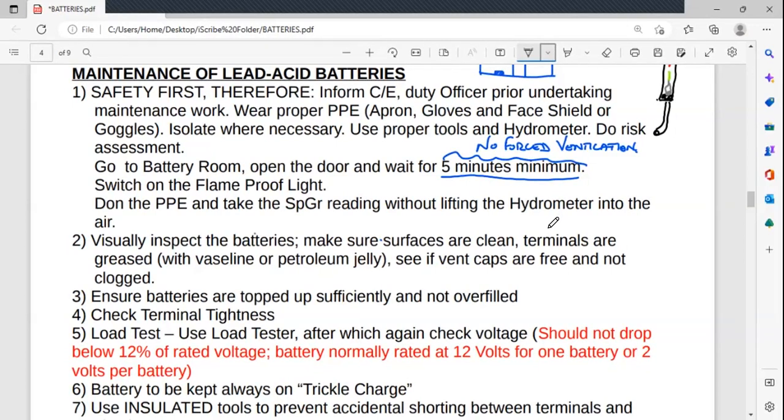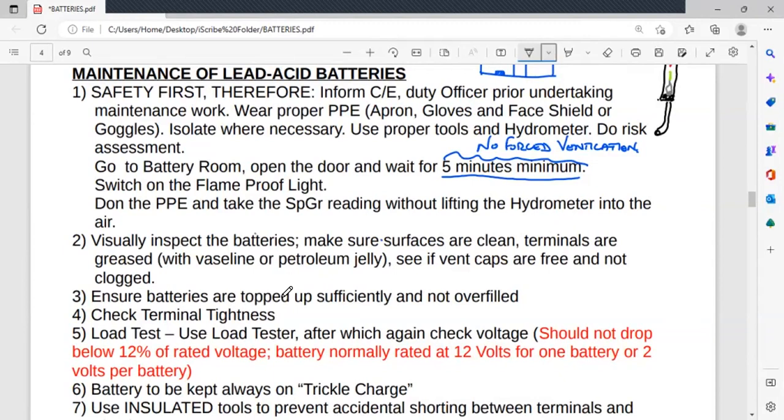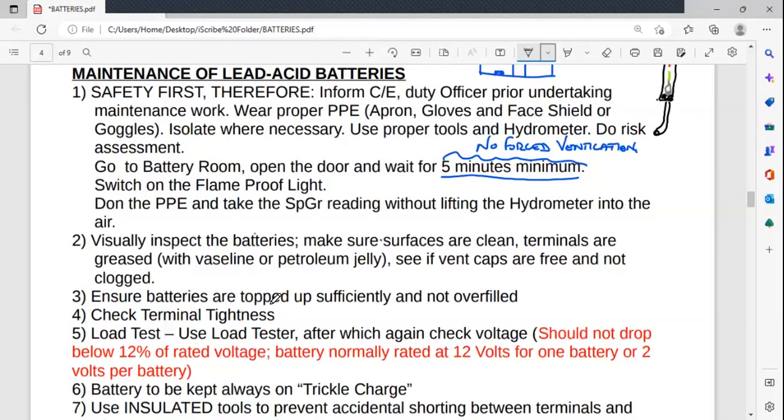So check the terminal tightness. You have several cells that make up the battery, as I said, either in series, parallel or series-parallel combination, depending on what is needed. Normally on board our ships, we have them all in series because we want 24 volts DC, whether it is a GMDSS battery or general use batteries. So they will have interconnections, connecting one cell to the other, and finally all the cells come together to form the 24-volt battery.